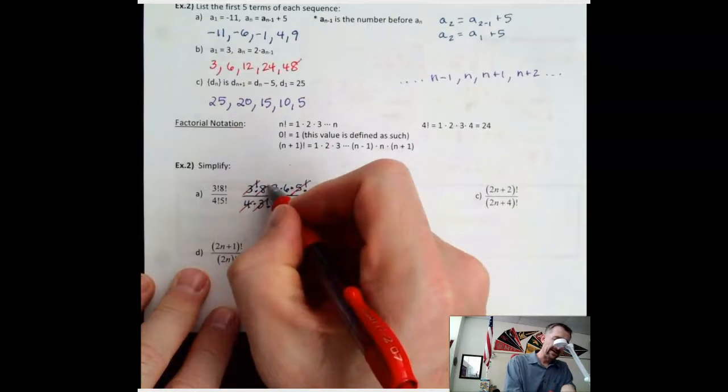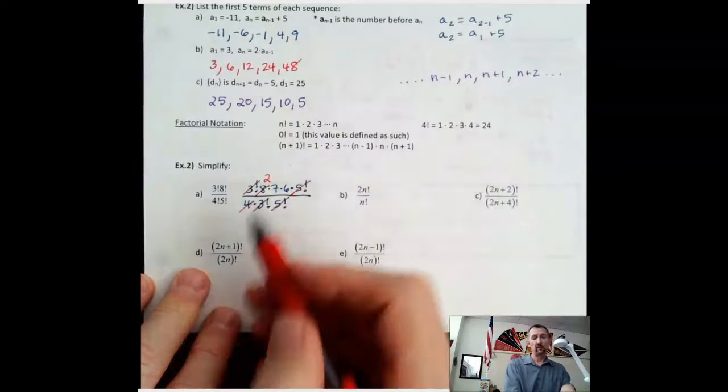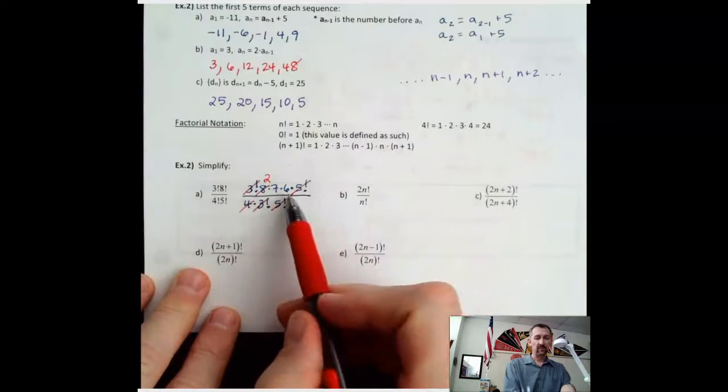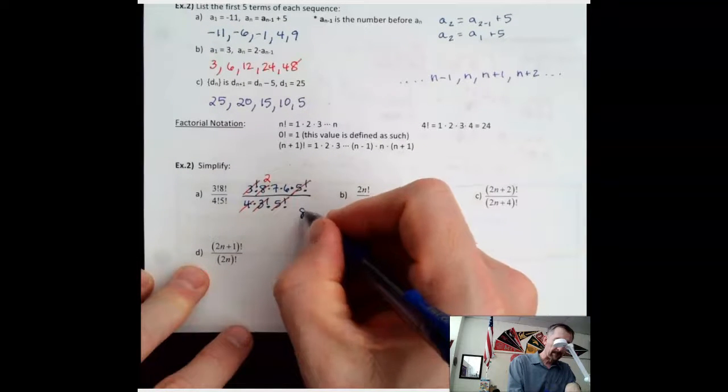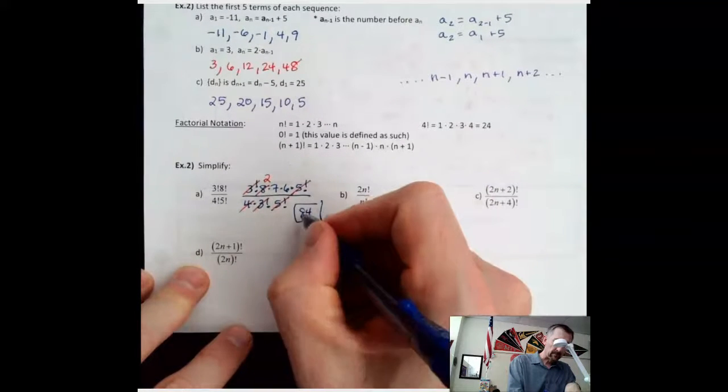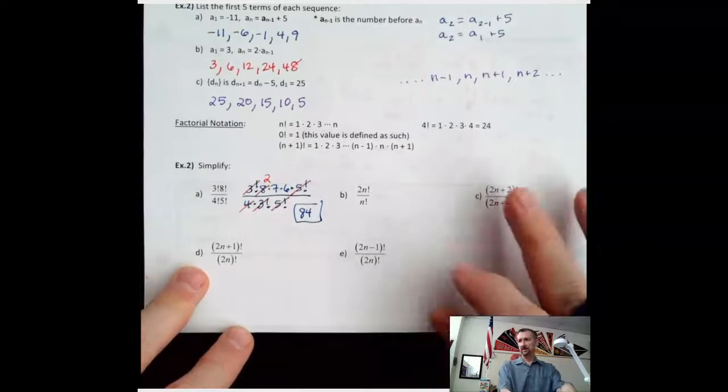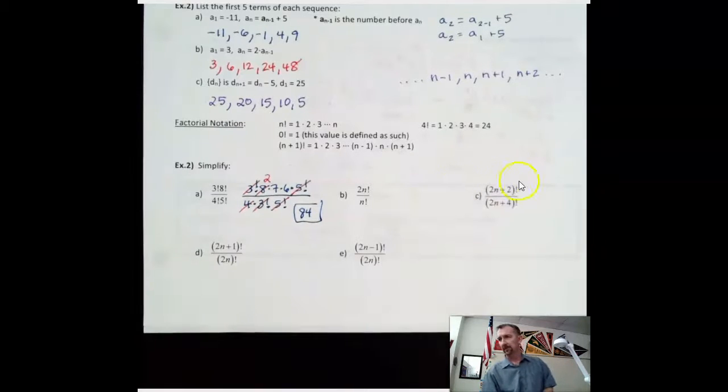So 4 over 8 is going to reduce to 2 over 1. So that's going to be 42 times 2. So that's going to be 84. So that's what we want to do there.